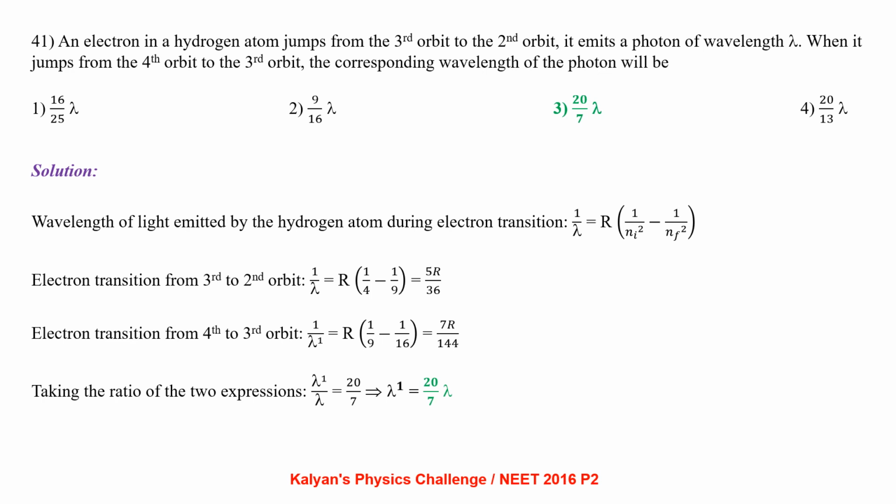For the second transition of the electron from fourth orbit to third orbit, 1 by lambda dash equal to R of 1 by 9 minus 1 by 16, that is 7R by 144. When you take the ratio, we get lambda dash equal to 20 by 7 lambda.